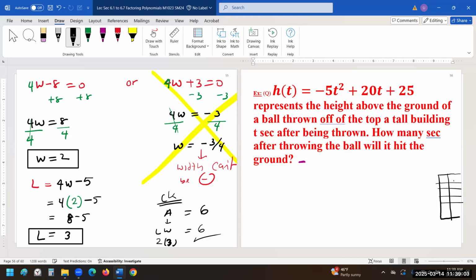Which has many floors. And it's 25 feet above the ground. So a person is standing on top of a 25 feet tall building, and he decided to throw a ball up in the air. Okay. Now, this h of t is the height function of this ball.